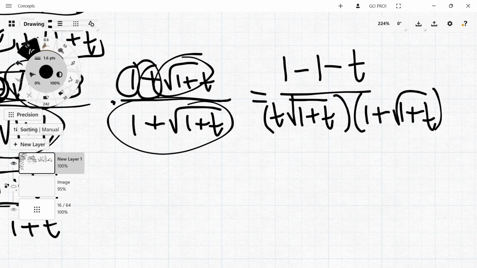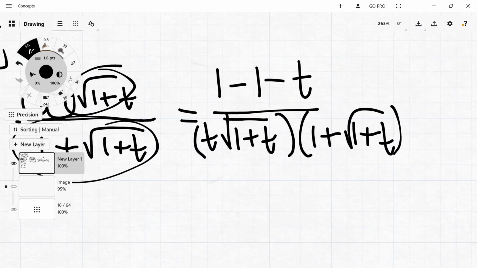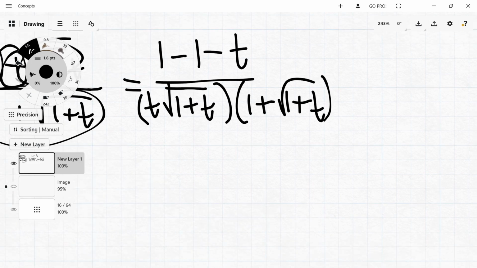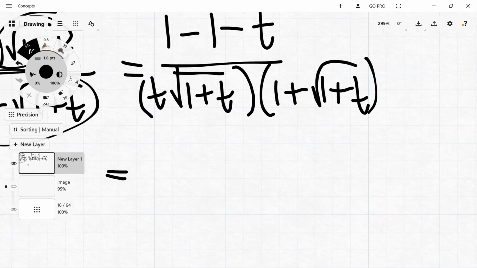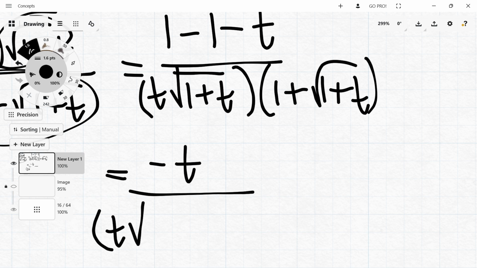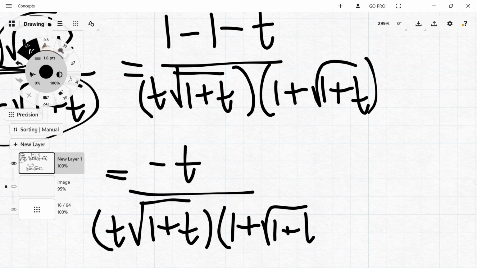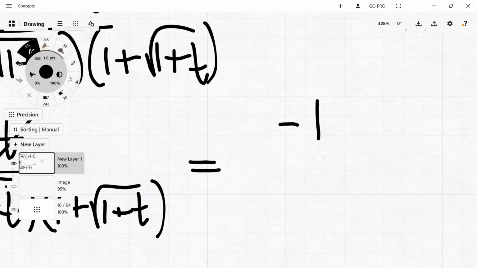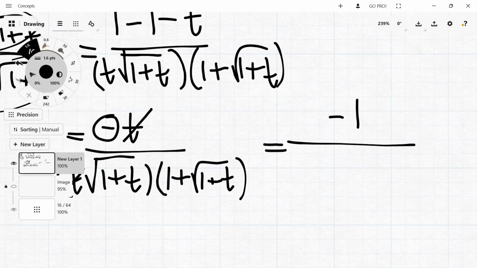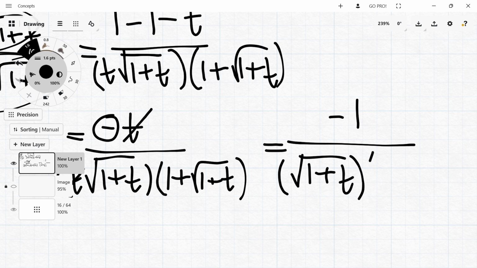So now this can simplify down further. 1 minus 1 is 0, so that cancels out, and you get negative t over t times the square root of 1 plus t times 1 plus the square root of 1 plus t. Then you have a t on top and a t on the bottom, so those cancel out, and you're left with negative 1 over the square root of 1 plus t times 1 plus the square root of 1 plus t.